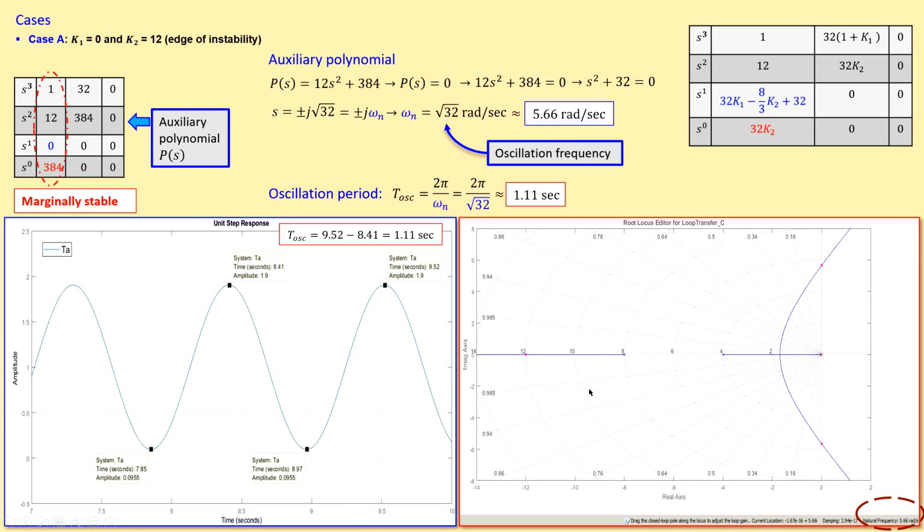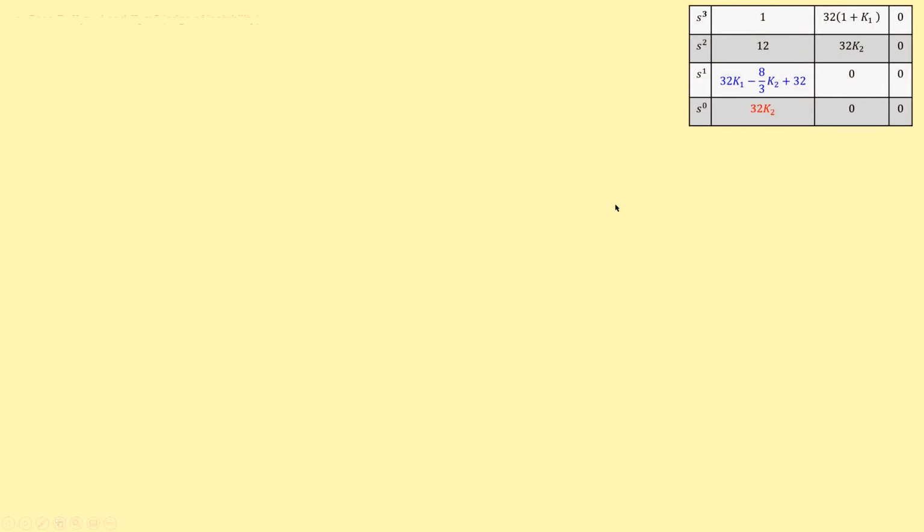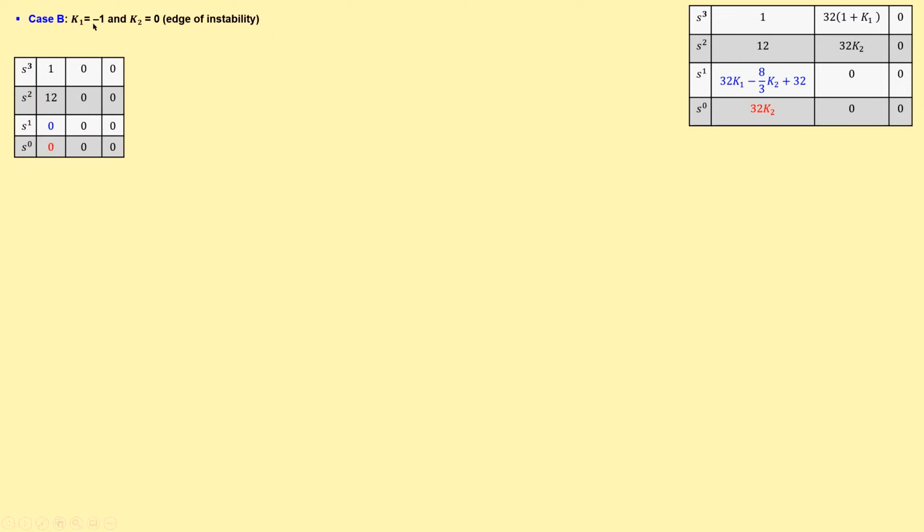Okay, let's look at another case, case B. Again, we have a table. Next, case B. I make K1 equal to -1 and I make K2 0. This is again an edge of instability, so let's check that also. Again, I substitute all the values. I have K2, which is 0, that will be 0, this will be 0. Since this is -1, this is also 0, so I have a lot of zeros.